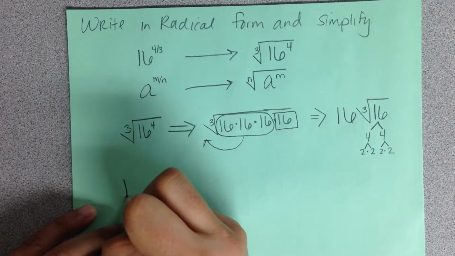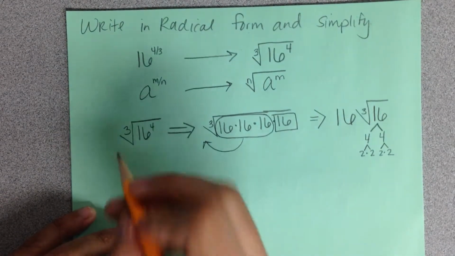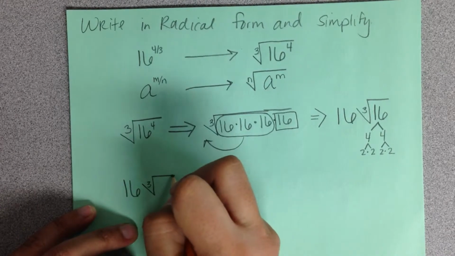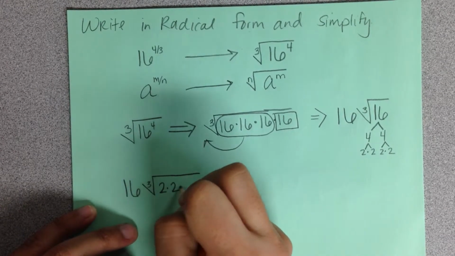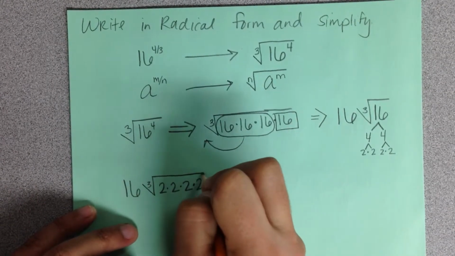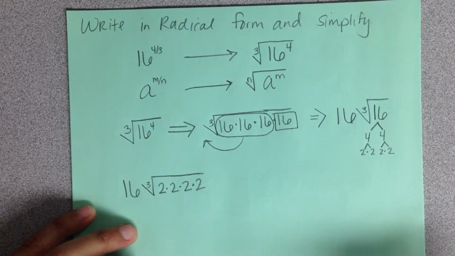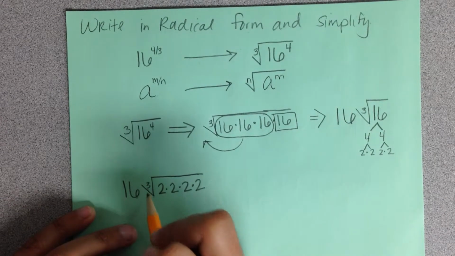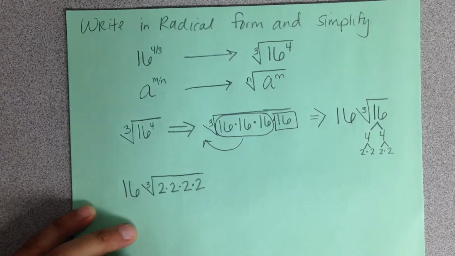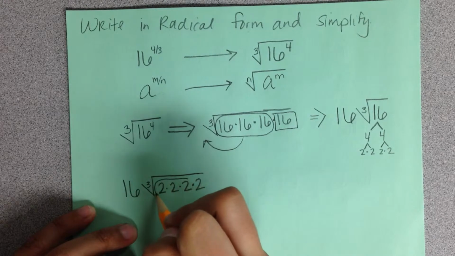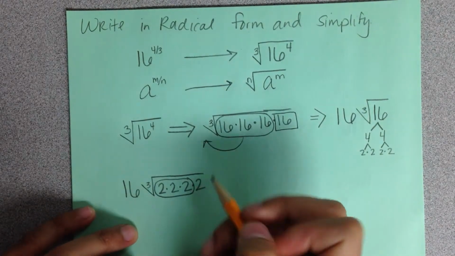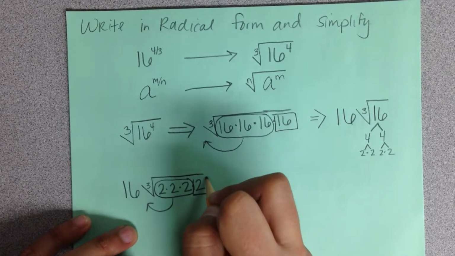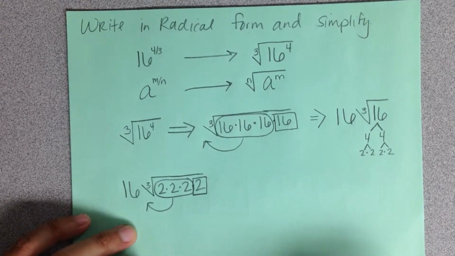So I'm going to go over here and rewrite it. We have a 16 on the outside times the third root of, we said 16 can be written as 2 times 2 times 2 times 2. That's 16. So remember, our index tells us we need a group of 3 to pull it out. So we have a group of 3 2s. So we can go ahead and pull out a 2, and then you have 1 2 left over, so that stays inside.